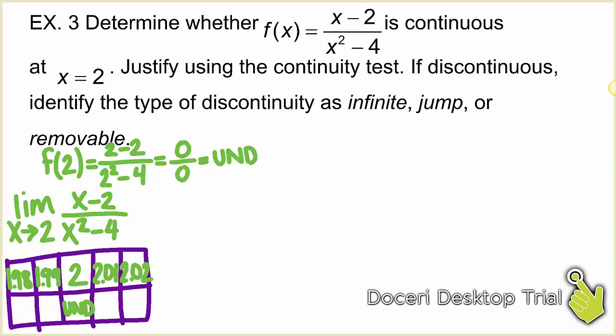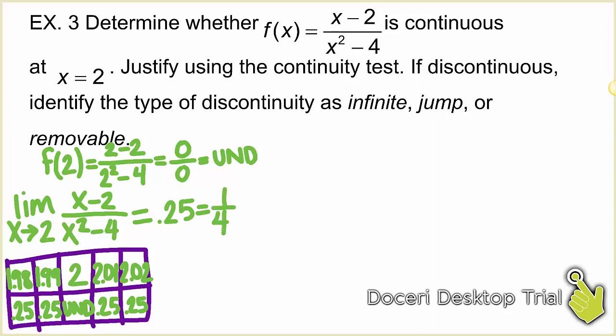So in my table in my calculator, I actually found this value. So at 1.98, I have the answer 0.25. 1.99, I have 0.25. 2.01, I have 0.25. And 2.02, 0.25. So from the left and from the right, or all the way across, these values are getting closer and closer to 0.25. So that makes me think, which is the same as 1/4, FYI.